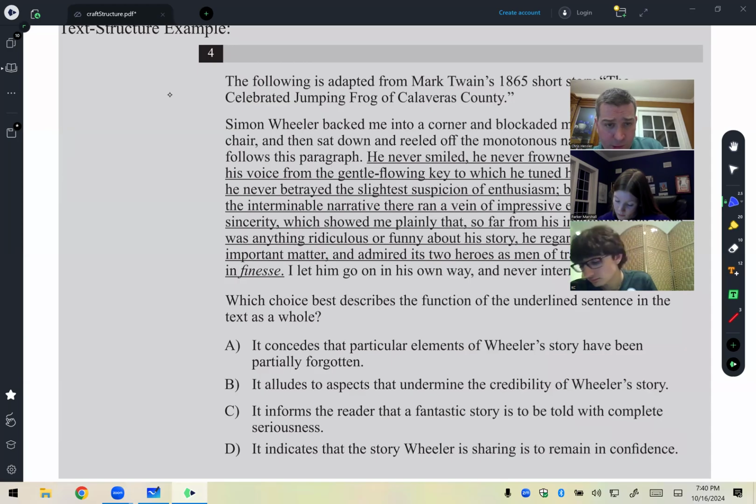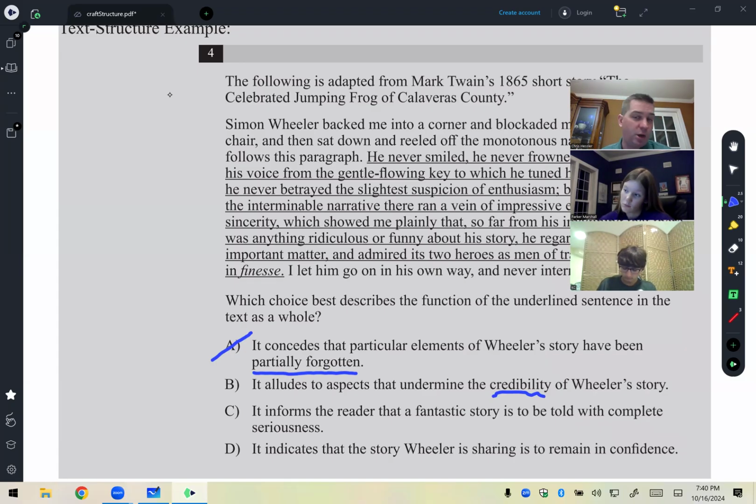All right. Does the underlined portion concede that particular elements of Wheeler's story have been partially forgotten? Nope, there's nothing in that underlined portion that reveals to me that maybe he forgets some of the story. Does it undermine the credibility of Wheeler's story? Do I feel that I can't believe him because of this underlined portion? No, I don't think that's necessarily true. Does it indicate that the story Wheeler is sharing is to remain in confidence? No, there's nothing in here that indicates he doesn't want us to tell anybody about this.